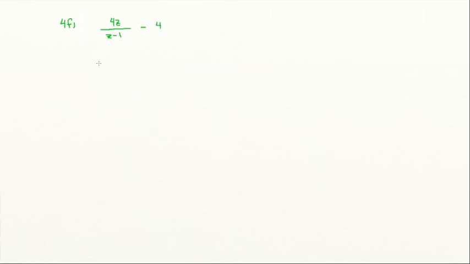For f, 4z over z minus 1 minus 4. Lowest common denominator. Well, remember this is 4 over 1. So our lowest common denominator is going to be z minus 1. Okay, so in our first term, we already have z minus 1. Our second term, we need to have z minus 1 in the denominator. So we're going to multiply it by z minus 1 over z minus 1.